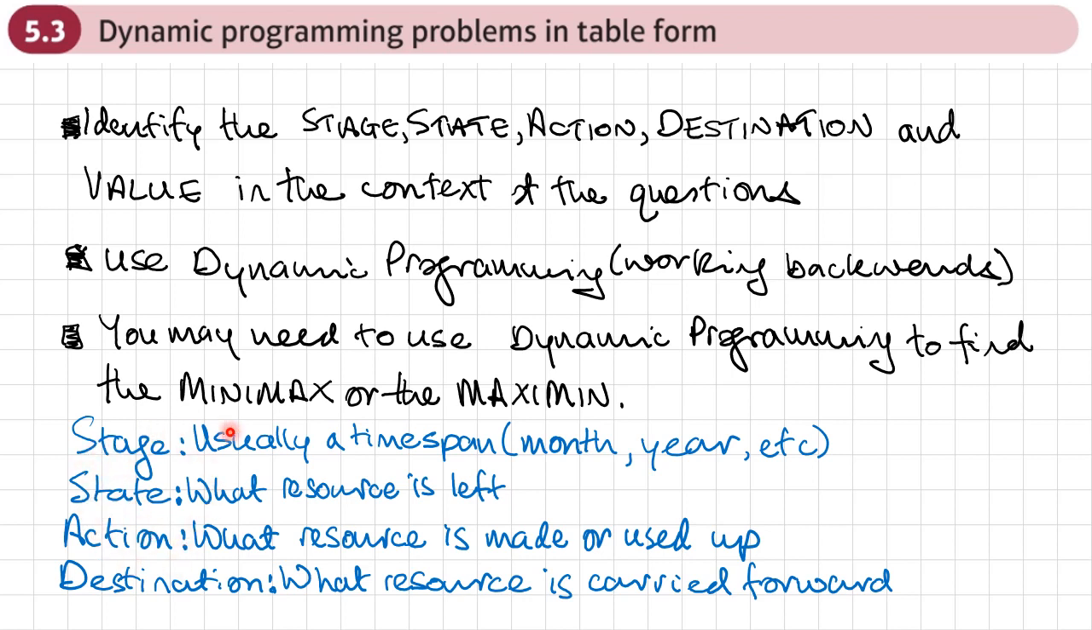So this may help you in identifying what these different parts are, and the value is just going to be your profit or cost, that type of thing in that last column. And you'll need to think carefully about how you work out those values. You can have a look in the examples that I'll be doing in a moment. And remember with dynamic programming we work backwards from the end result back to the beginning, and you may need to use dynamic programming with these types of problems in table form to find the minimax or the maximin.